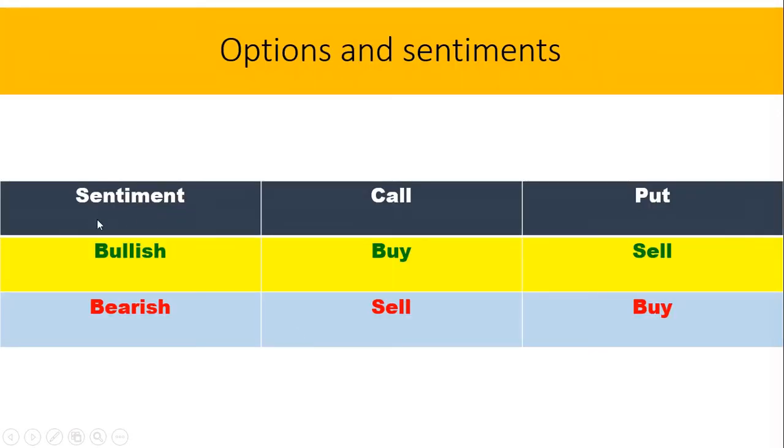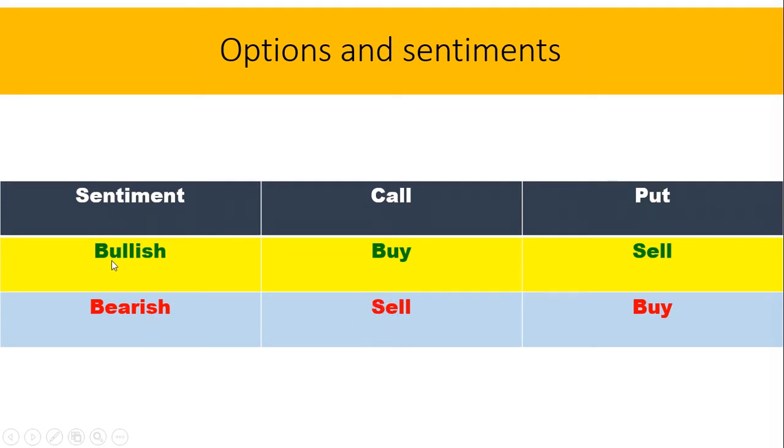Now there are two traders in the market. One is the bullish trader and another is the bearish trader. Bullish trader says, I am anticipating a rise in the market. Nifty will go from 11,800 to 12,500. So I will buy a call option because I am bullish. Similarly, if I am bearish, I will sell the call option. I think the market will fall and I will sell the call.